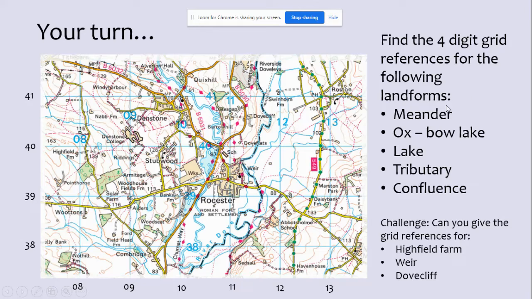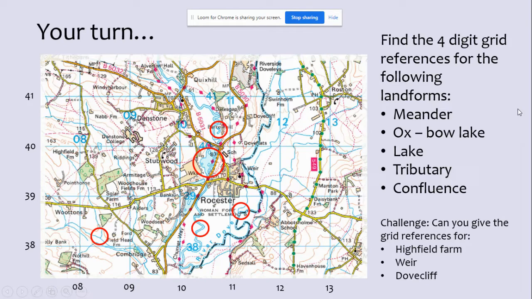I'm going to tell you which ones I'd like you to give the grid reference for. I'm going to circle them. For the meander, we're going to look at this meander here. For the oxbow lake, I believe there's only one on here, which is there, so we can see it's where the meander's been cut off. That's our oxbow lake. For a lake, we're going to look at this big one here. For our tributary, we're going to look at this little river here, running into the River Dove. And for our confluence, we're going to look at this one here.